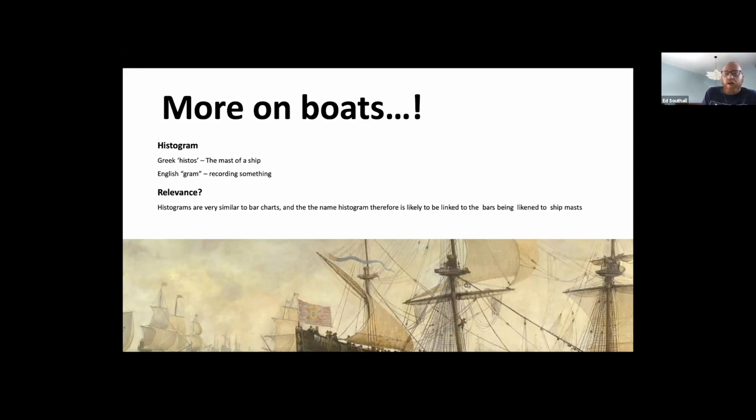So if you imagine a histogram without changing all the widths, it's essentially a bar chart. And therefore the rods of the bar chart, if you like, the bars themselves are seen to resemble ship masts. So there you go. God knows why that was the word that went through. I'm sure there's other things they could have thought of, but people settled on that.